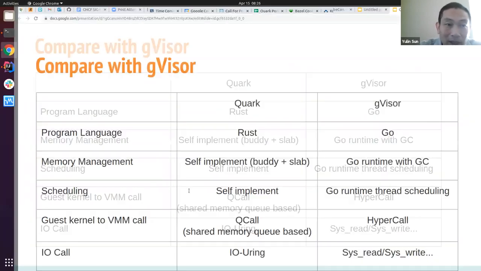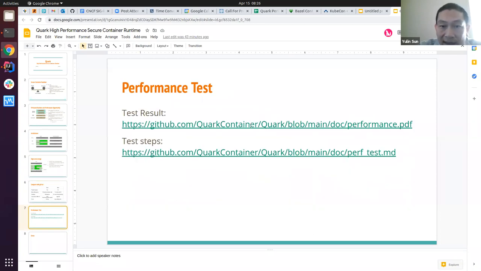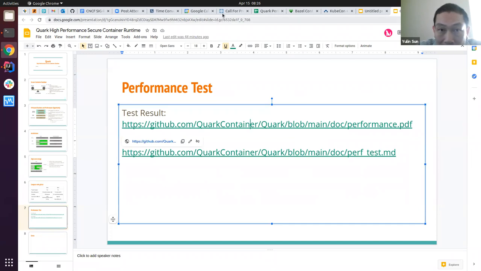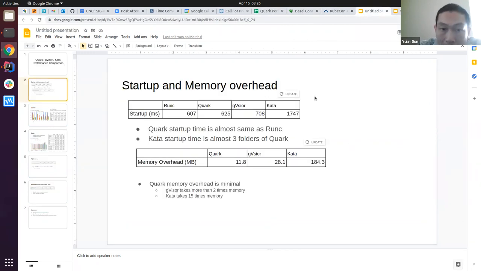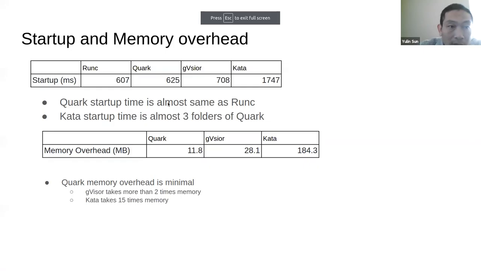Okay, I can give more information about our current performance. We have tested our performance and compared it with Kata and gVisor. Here are some of our test results. There are some metrics. First is the startup time. We use the time command to test this. For runC, which means running the container natively on the bare metal machine, the start time is 600 milliseconds. Quark is just like that, with a small difference. For gVisor, it's still good. But for Kata, it takes much longer. I think it's also reasonable.